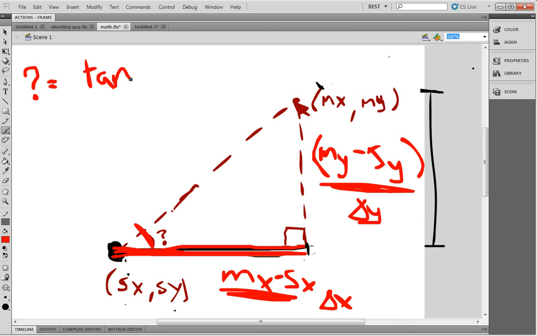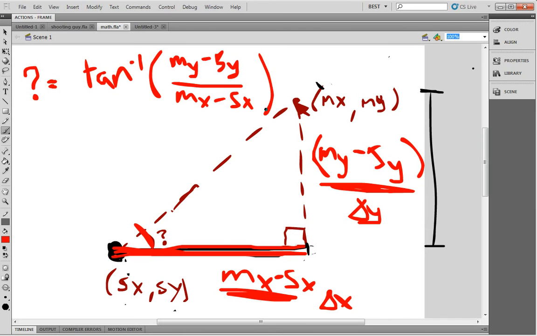So the final formula would be tan minus 1 of sy divided by mx. Before doing this, I would have to do this minus my, sy, and mx minus that. Then I divide it. Then I do the inverted tan of what the division gave us.